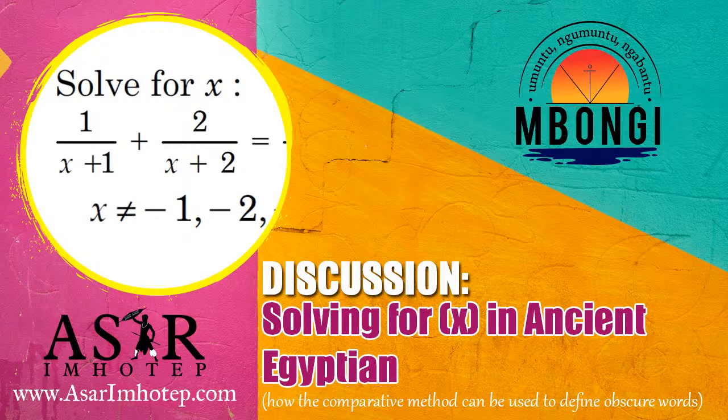And today we are going to have a discussion or a class titled Solving for X in Ancient Egyptian, and subtitled How the Comparative Method Can Be Used to Define Obscure Words. So all that and more when we return in just a moment.